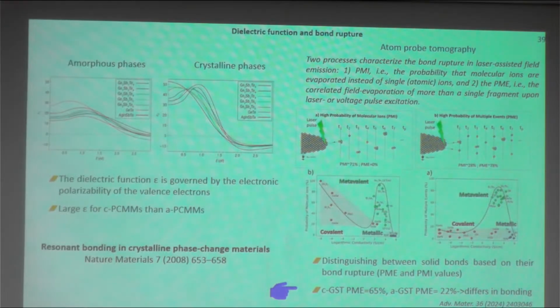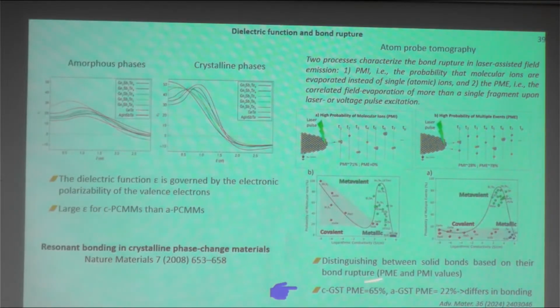So to extract the atoms here, you need to break the bonds between the materials, and then they can fly to your detector. And so here we can see that there are differences in different materials, like phase change, covalent and metallic bonded, because of different bond rupture.